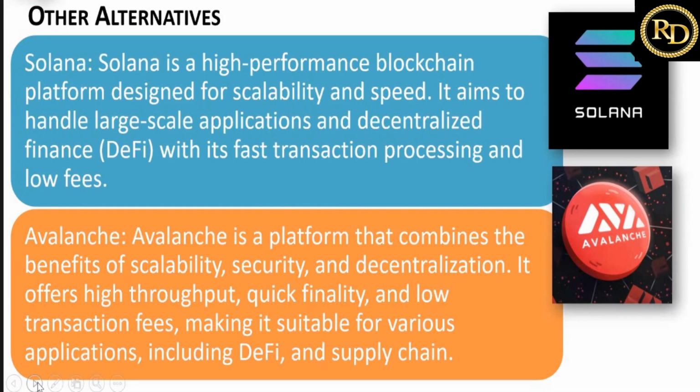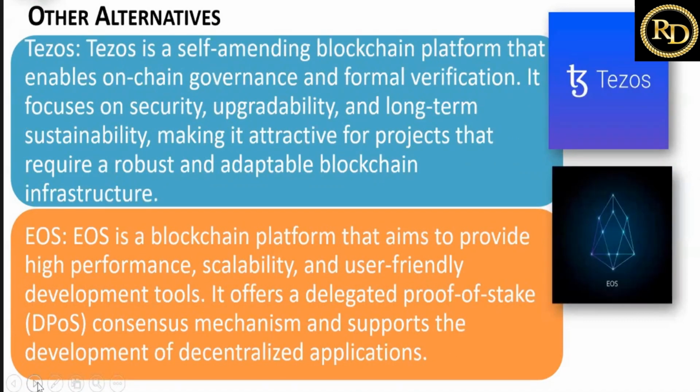Similarly, Avalanche is a platform that combines the benefits of scalability, security, and decentralization. It has very high throughput, quick finality, and low transaction fees, because you don't need too many GPUs for it. It has an algorithm which makes validation not as intensive as what is required for Bitcoin, which is mining. Its usage includes agriculture as well as distributed finance and supply chain management.